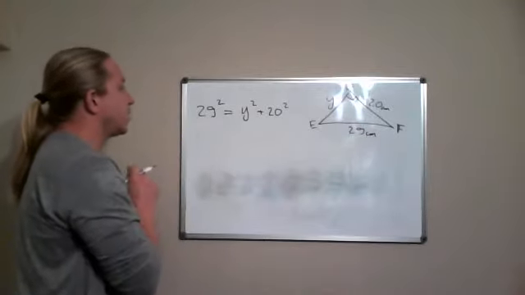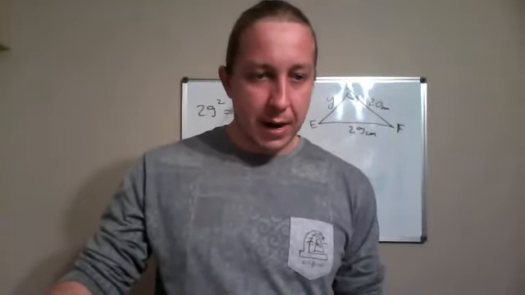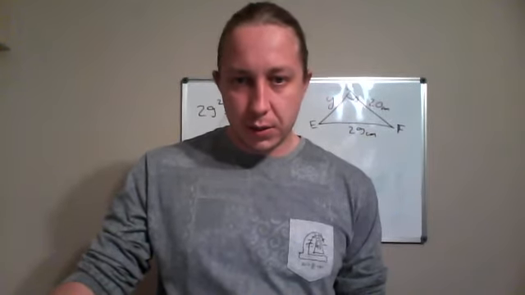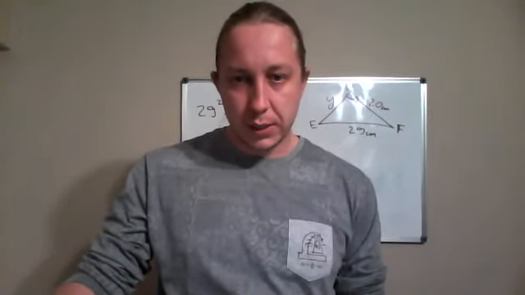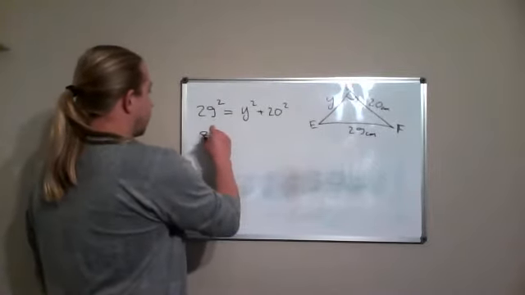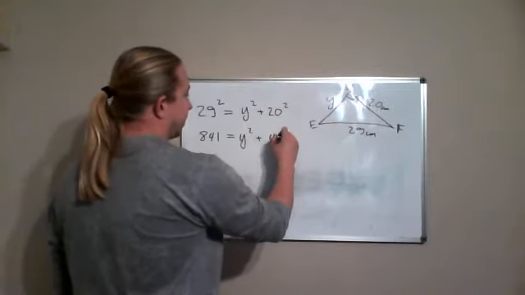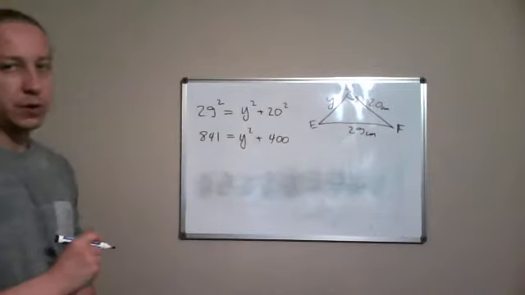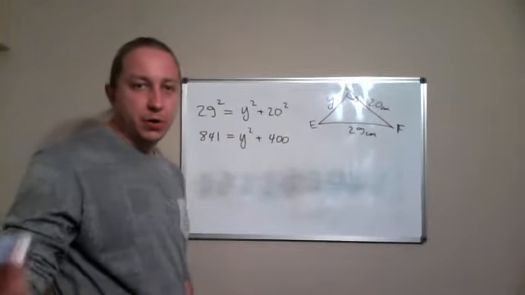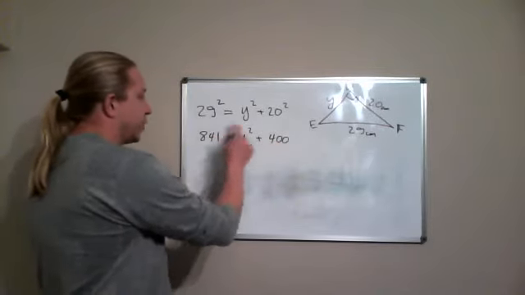Right, 29 squared. Okay, so this is where we can go the long way, multiply it out, or we can use a calculator. So I'm going to use a calculator quickly. 29 times 29 will give me 841. So 841 must equal y squared plus 20 times 20 is 400. 2 times 2 is 4, plus we're adding 2 zeros, so that will be 400. Okay. Right, so we're going to take this 400 to the other side.